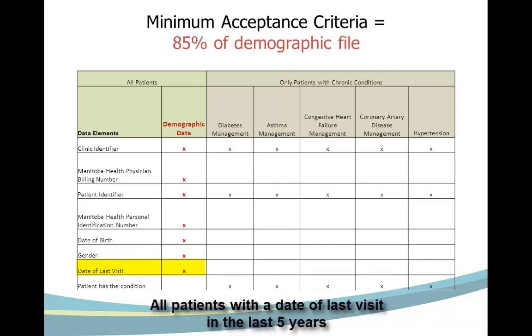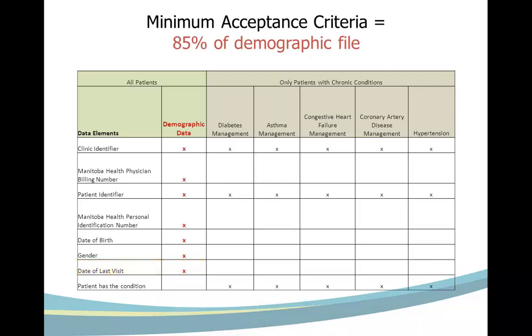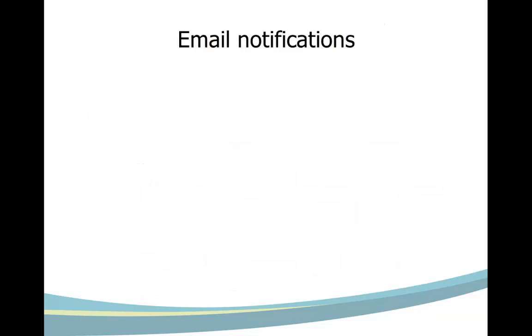This is a key piece of information to complete a successful submission, as the extract was built to capture data from all patients who have been seen in the last 5 years. Once you have submitted your monthly EMR data extract, you will receive a notification that your extract has been received and will begin processing as soon as possible. Once the processing begins, clinics will receive one of 3 email notifications describing the status of the submission.